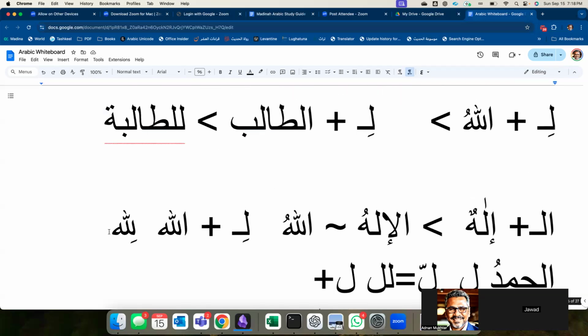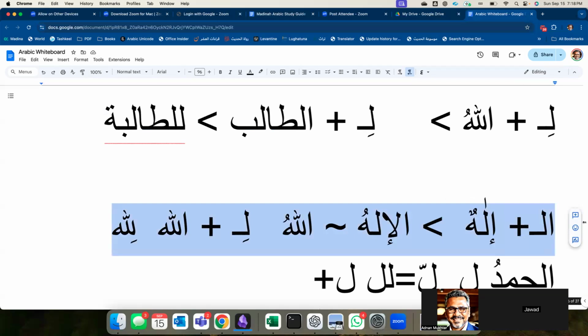So this was the first time we did this Allah breakdown. According to the majority opinion, Allah is the God, meaning the one and only God. That's what it means.